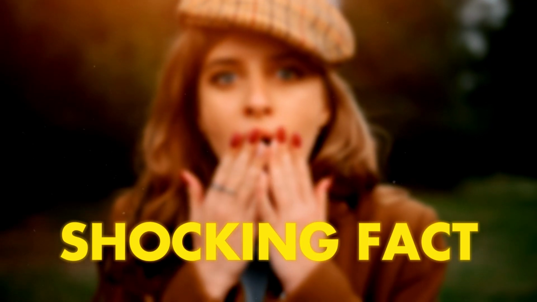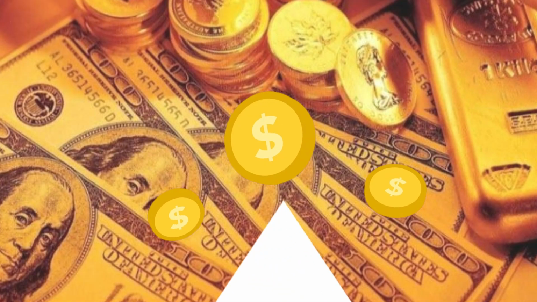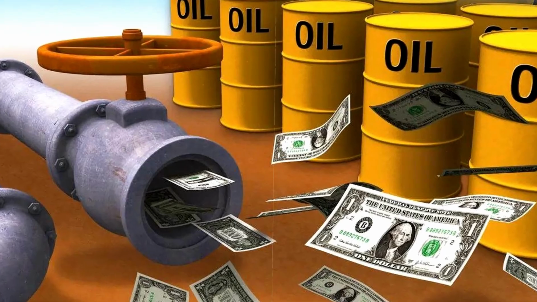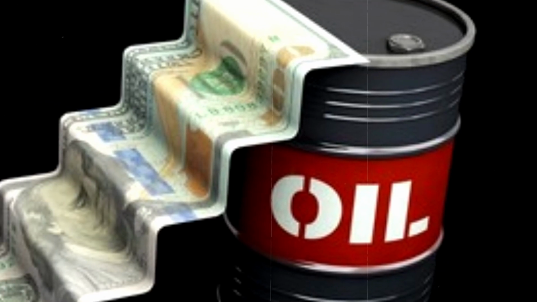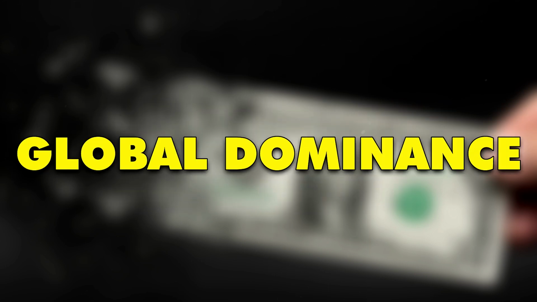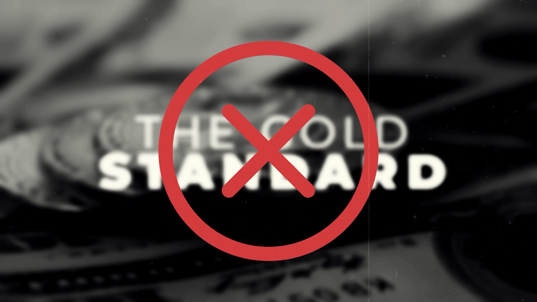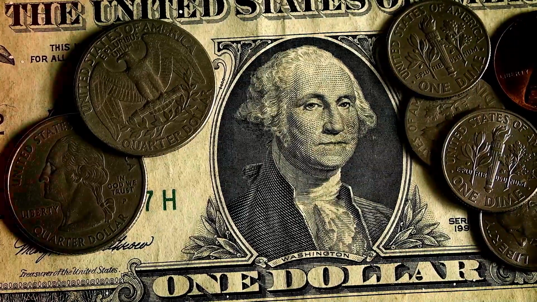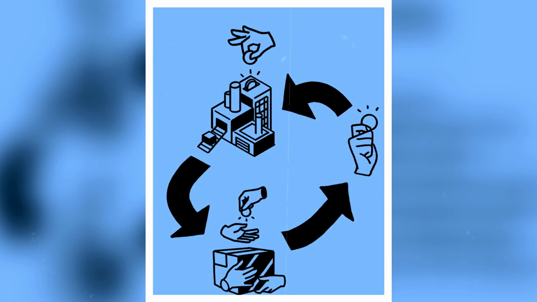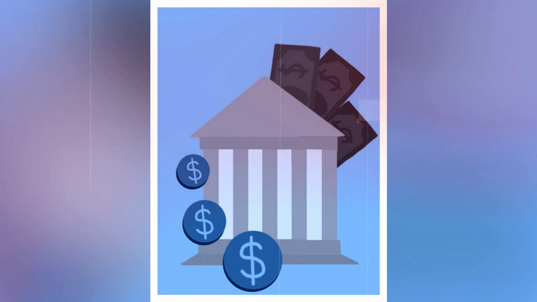Shocking fact about this is that the deal with OPEC not only boosted the dollar's international status, but also led to the 1970s oil crisis, with skyrocketing oil prices causing chaos in the global economy. The dollar's resilience and global dominance. Despite the end of the gold standard, the US dollar has remained the world's dominant reserve currency. Its deep liquidity, large and stable economy, and strong financial markets have made it the preferred currency for international trade, investment, and central bank reserves.